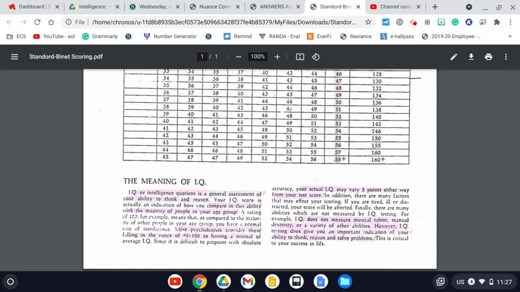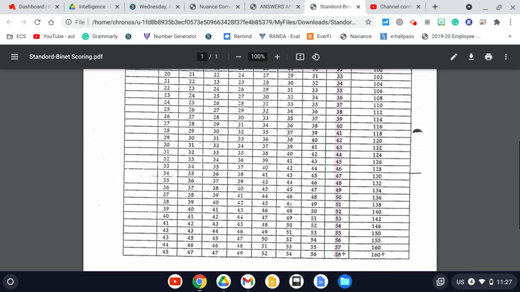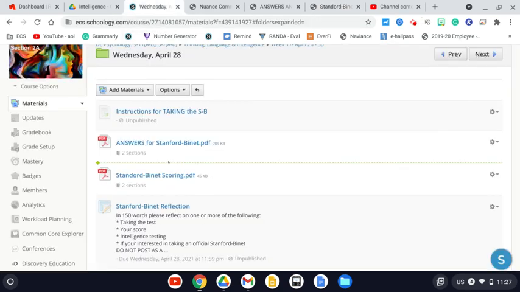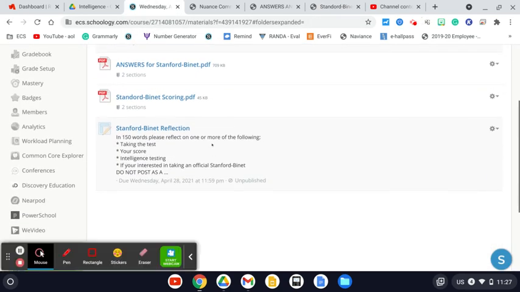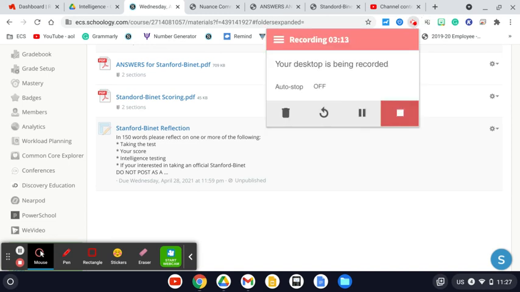So there you go, guys. You have your IQ score. The next thing that you'll do is you'll come here and you'll go ahead and do the discussion or reflection on taking the Stanford-Binet. Hope you enjoyed that and hope you're surprised by your results in terms of that your results were a good thing.